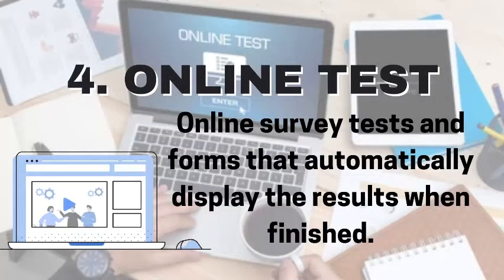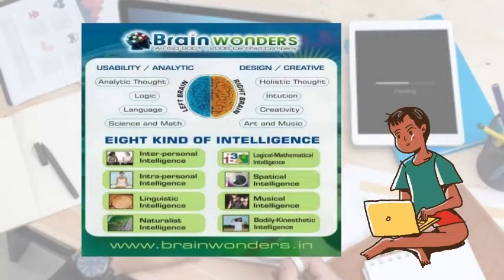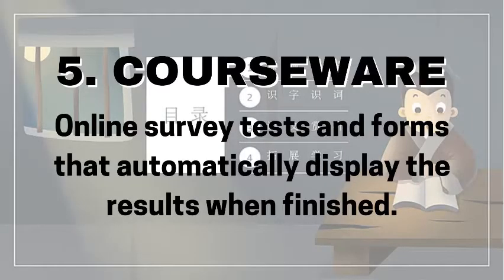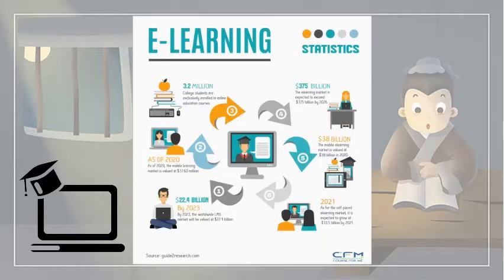Number 4 is online test. Online survey tests and forms that automatically display the results when finished. Example of this is Brain Wonders. Number 5, courseware. Online survey tests and forms that automatically display the results when finished. Example of this is e-learning.